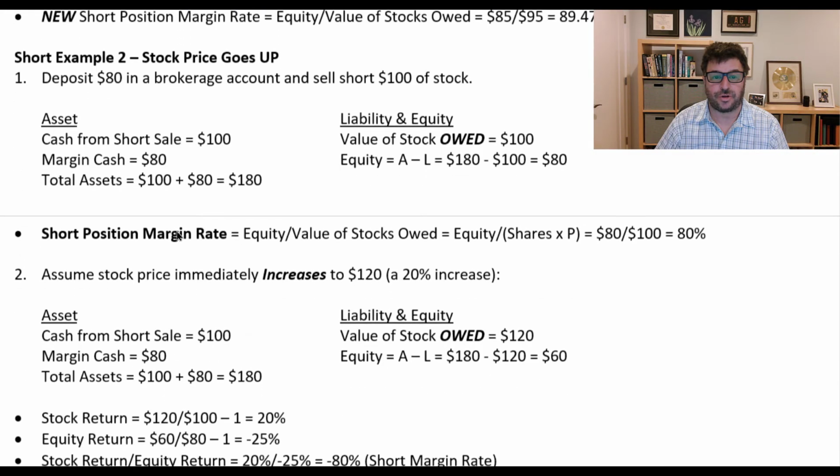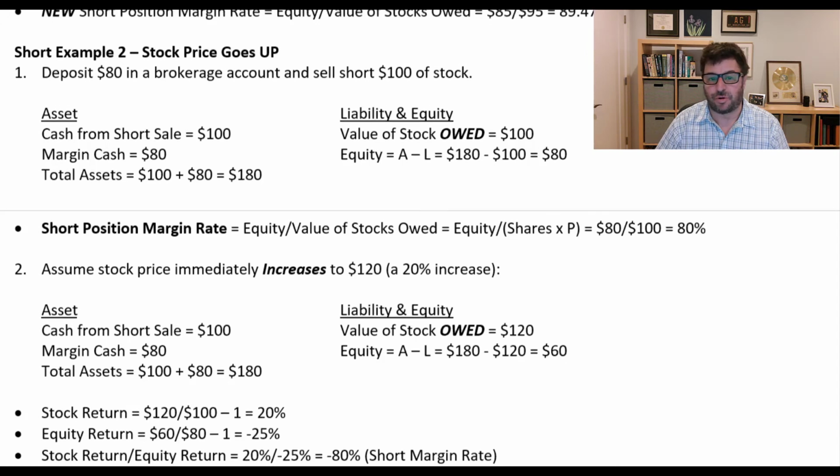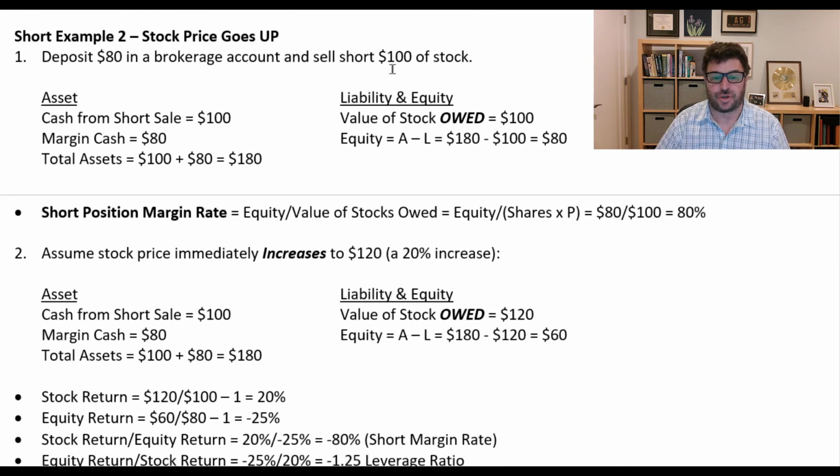Let's look at another short example, except now the stock price goes up. And so in the second example, I'm still going to deposit $80 into a brokerage account, and I'm going to sell short the $100 stock. But now, same position. So cash from the short sale is $100. I have the margin cash of 80 that I put up, and so the total assets is 180. The value of what I owe is 100, and so my equity is 80. And so the short position margin rate is where we were before, 80%.